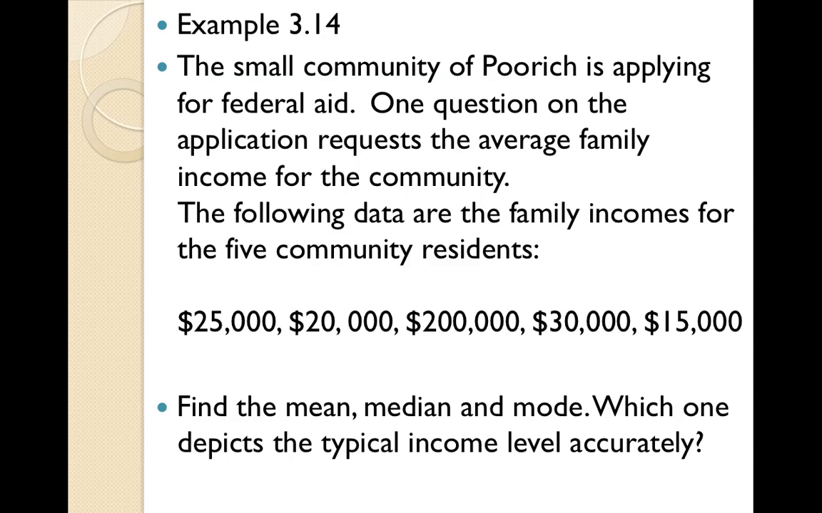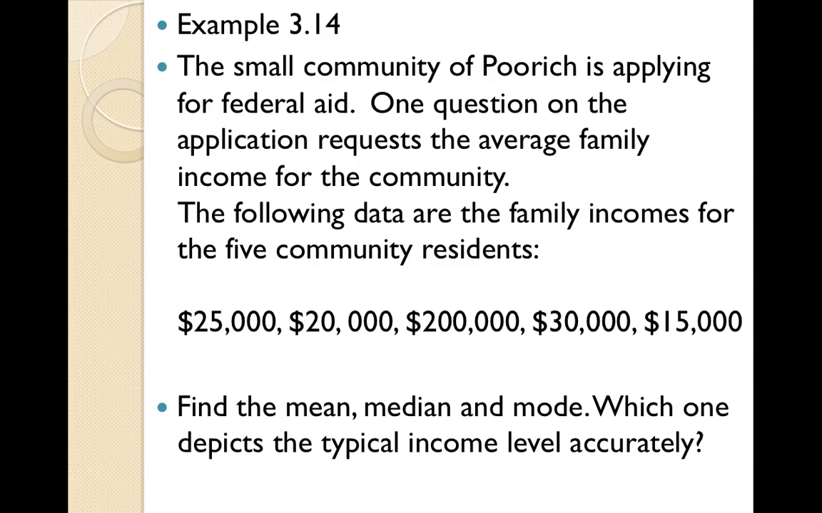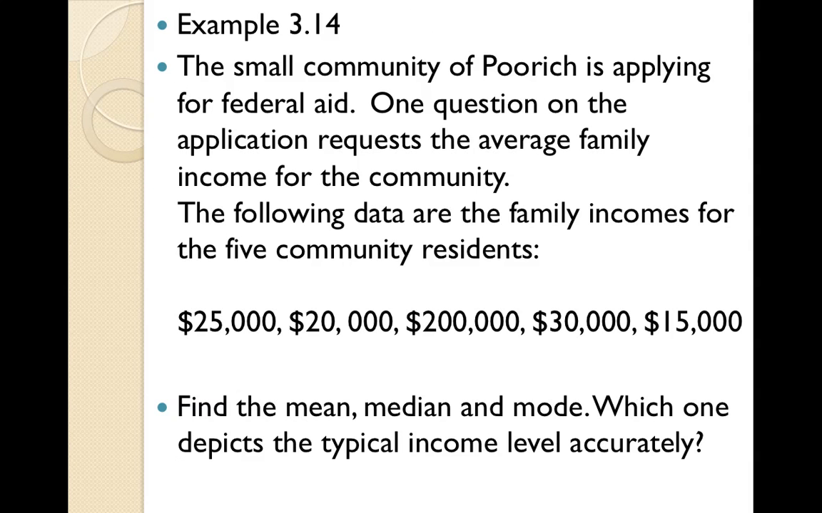So looking at those 5 numbers, we calculate the mean by adding them all up and then dividing by 5. If you add them all up and divide by 5, you'll find that the mean is 58,000. Okay, so you're adding up 25,000 plus 20,000 plus 200,000 plus 30,000 plus 15,000, and you have a mean of 58,000. Now, does anything strike you as odd when you look at these numbers?